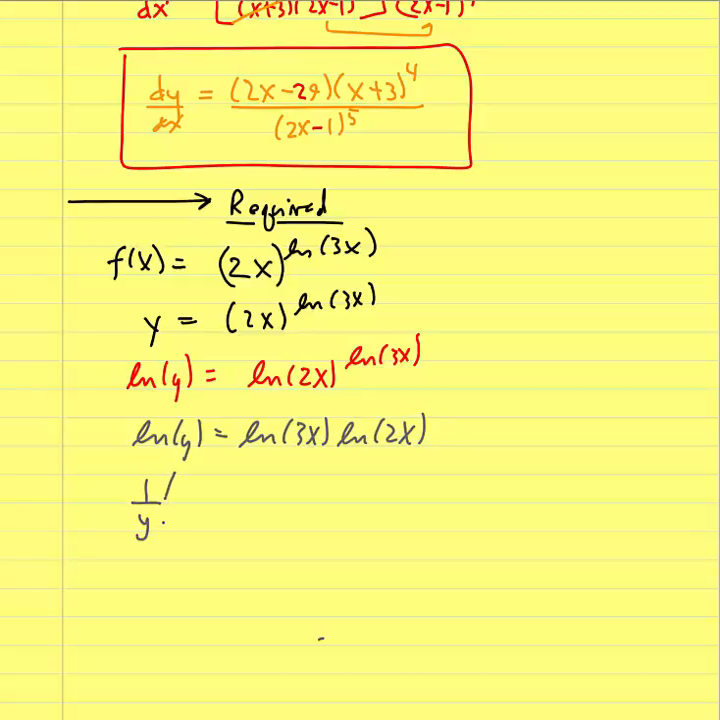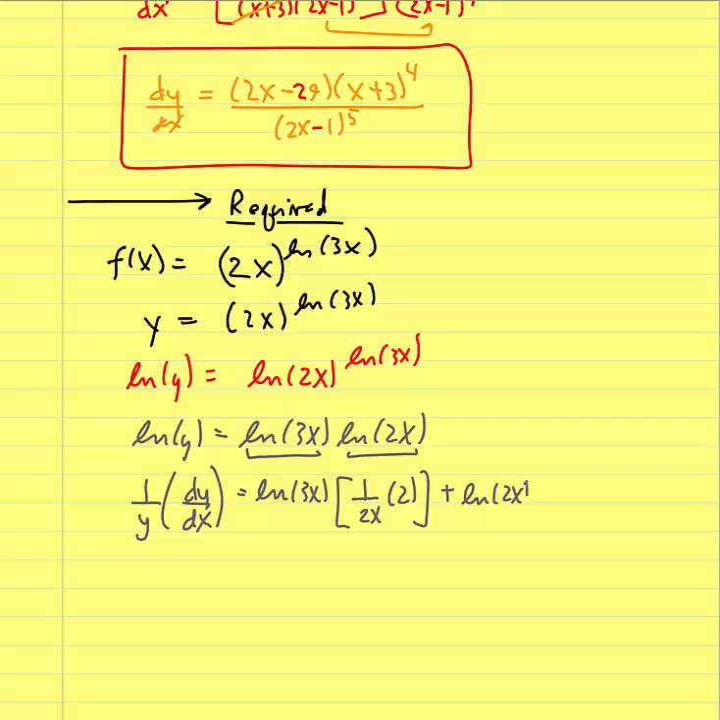I'll take my derivative, 1 over y times dy dx is my preferred notation here. And then I have a cute little product rule. I have my first and my second function. So I have my first times the derivative of the second, which is 1 over 2x times 2, plus the second times the derivative of the first, which is 1 over 3x times 3. Now this is a product rule, so there's no denominator. So I'm going to simplify this up a bit.